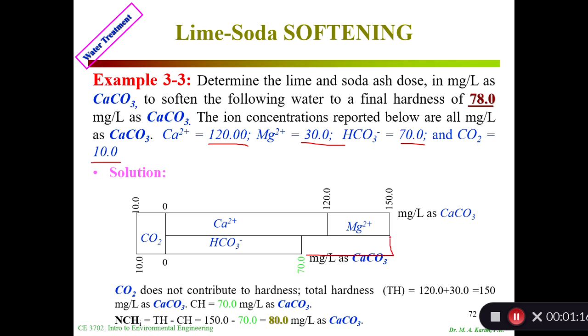This would be my non-carbonate hardness. I didn't need to show you there. Carbon dioxide does not contribute to the hardness. That means the total hardness is this one, and the carbonate hardness is 70. You remember the color here, and this would be calcium oxide. Then the initial non-carbonate hardness we can calculate from 150 minus 70, which is 80. This is an olive color, kind of greenish, light green.